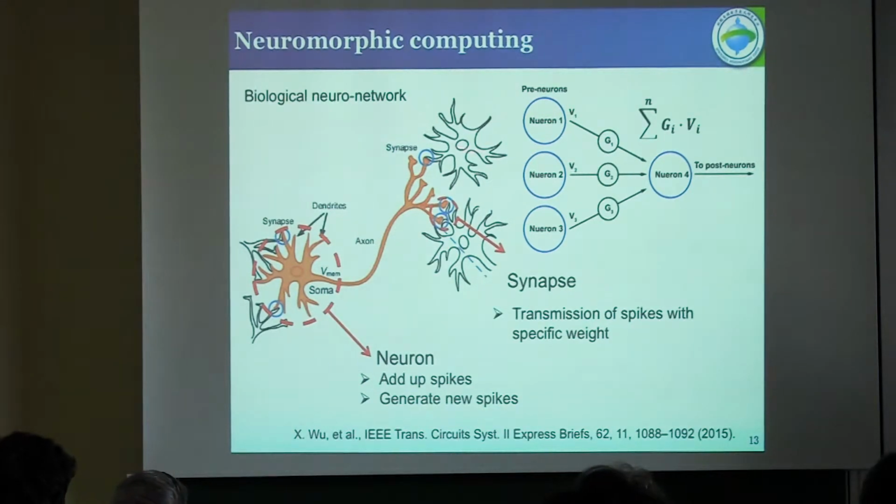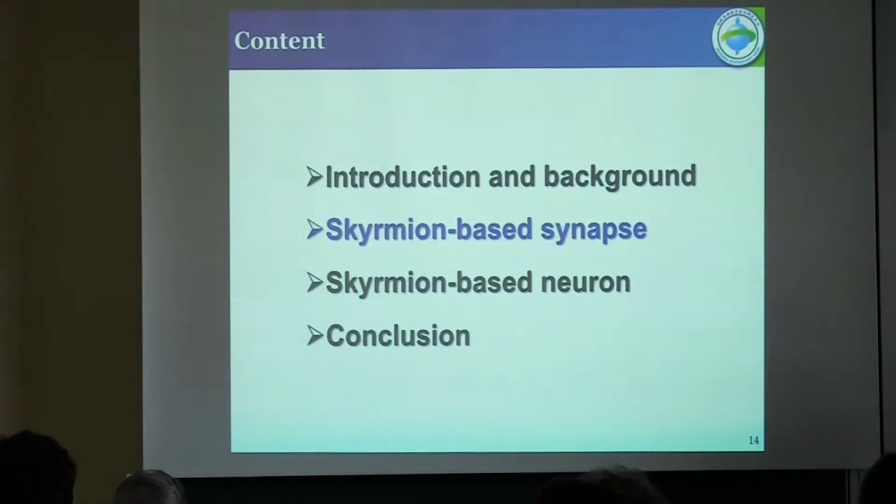So in this type of biological neural network, there are two major parts: synapse and neuron. So that's why I will talk about them independently. The first example is the synapse. So I will give you two examples of synapse.